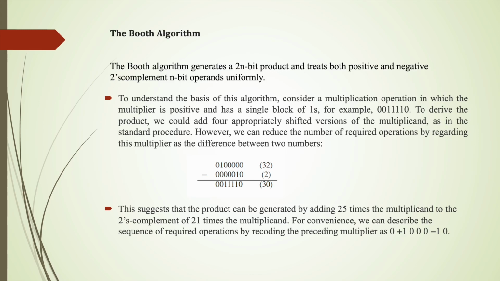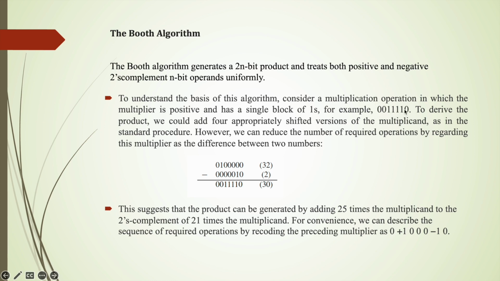Booth algorithm. This algorithm works for both positive and negative numbers. It is much more efficient because it reduces the number of additions. It just uses shifted values, a sequential circuit multiplier. So negative numbers can also be multiplied through this algorithm. To understand more about this algorithm, let us consider an example.